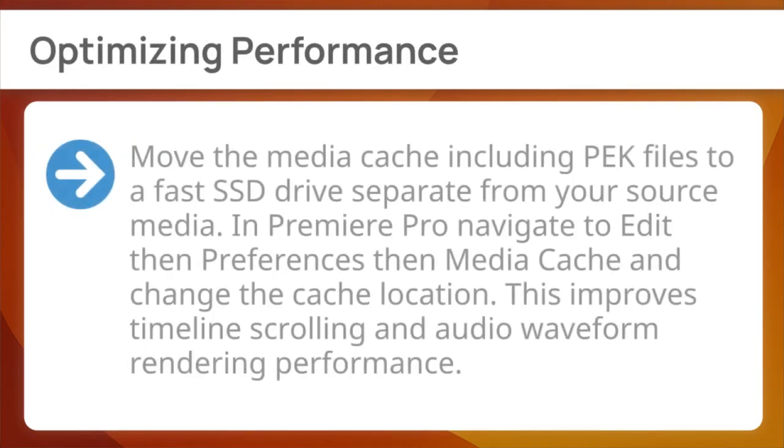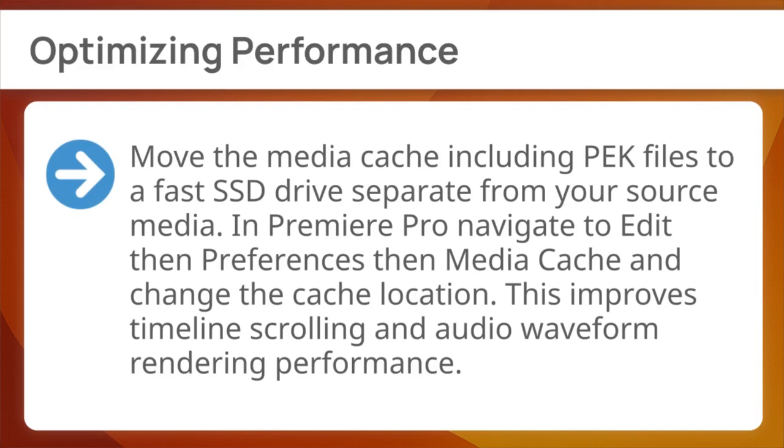Finally, optimizing performance. Move the media cache, including PEK files, to a fast SSD drive separate from your source media. In Premiere Pro, navigate to Edit, then Preferences, then Media Cache, and change the cache location. This improves timeline scrolling and audio waveform rendering performance.